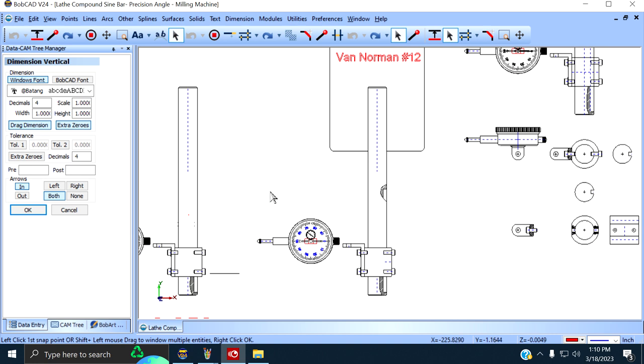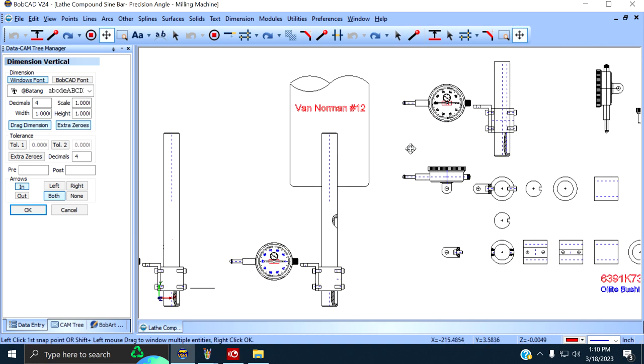Sorry for the interruption. I had to stop. I was knitting a sweater.